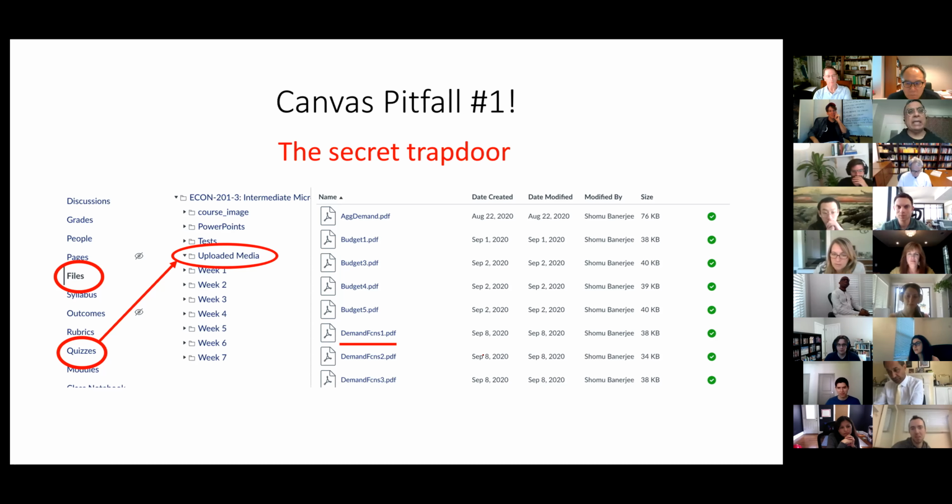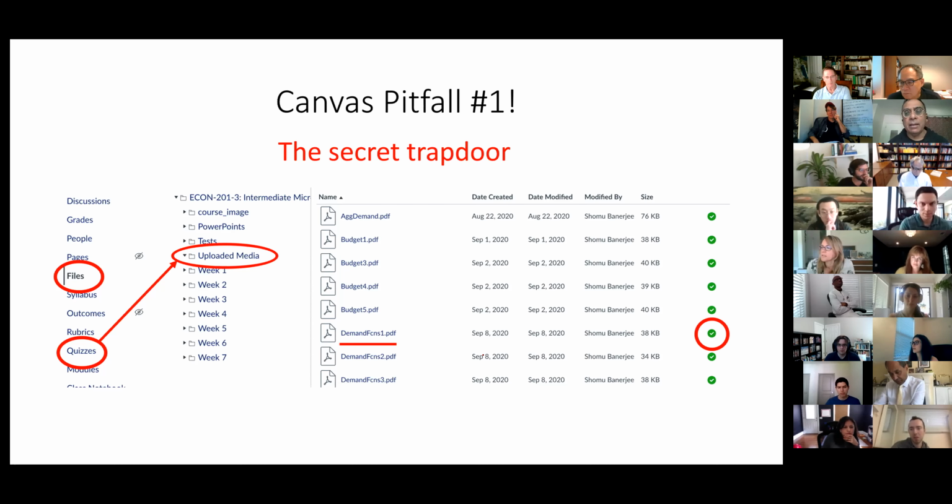For my 101 class, I created their exam as a quiz on Canvas itself that they had to answer, and it was automatically graded by Canvas, so no such issues. So this is pitfall number 1 to avoid.